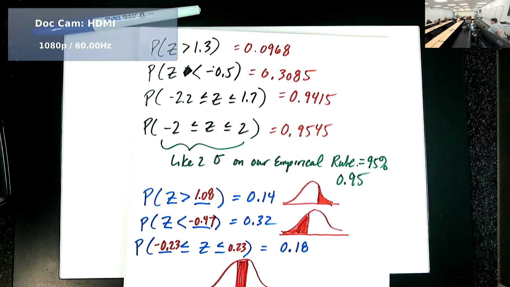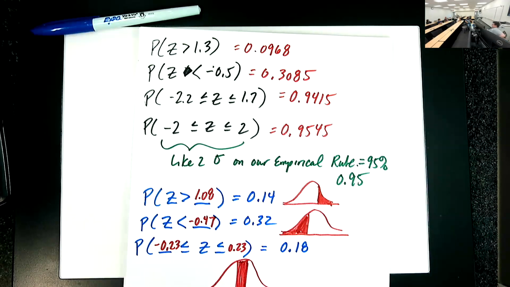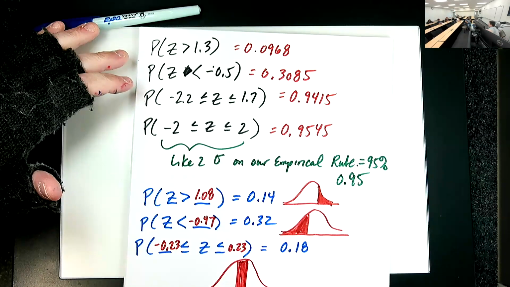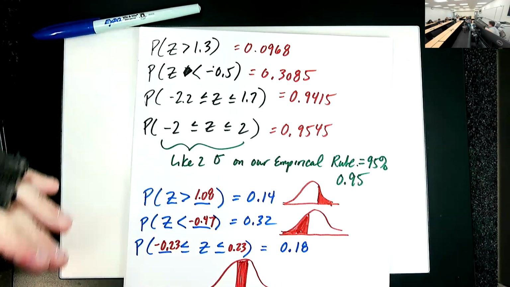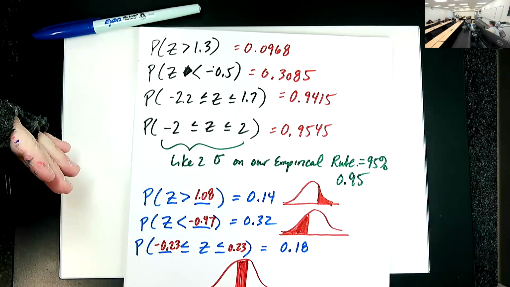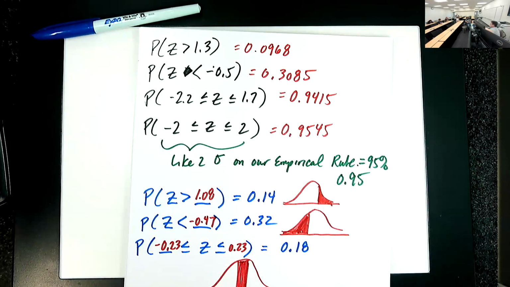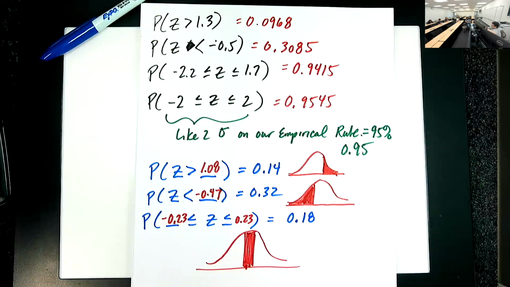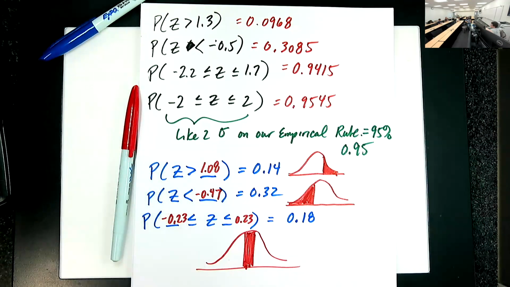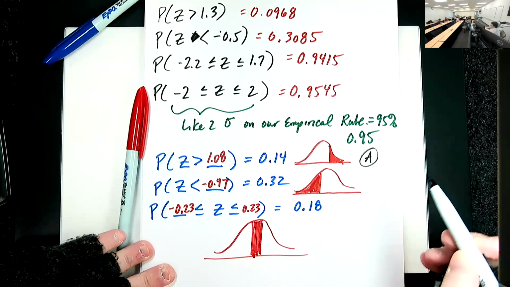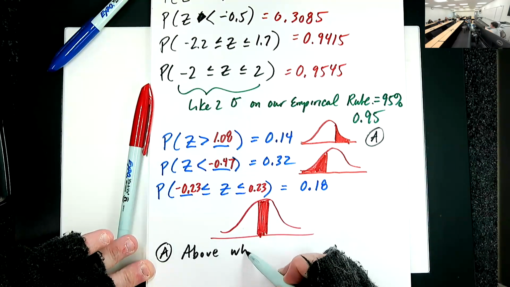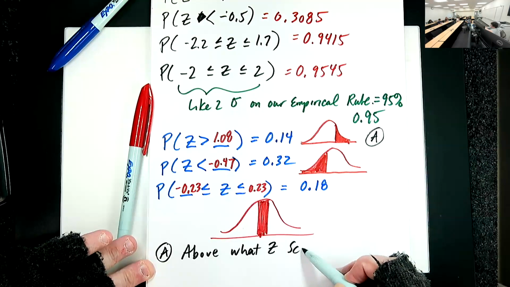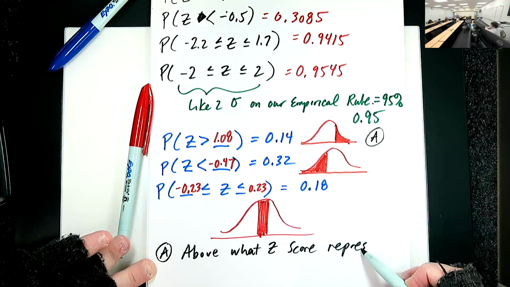Okay, I want to talk about some of these real quick, because these last ones aren't as intuitive. The top ones, they'll just tell you to do this. They'll say find the probability z is greater than 1.3. They're fairly straightforward with those problems. The problems that have stuff like this, the top one, let me call this A. A is like above what z-score represents the top 14%.